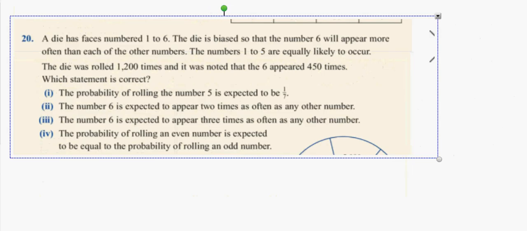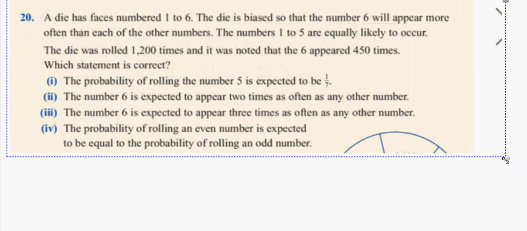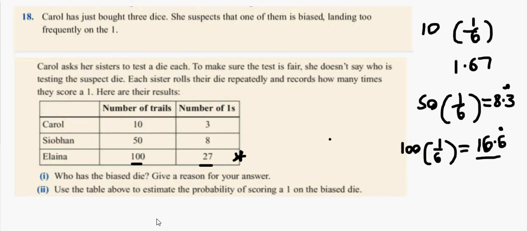20. A die has faces numbered 1 to 6. Did I forget a question? What did I forget? Use the table above to estimate the probability of scoring 1 on the biased die. All right, no bother. The biased one is the 27 out of 100, or yeah, the fair value should be around 16.6%. It's way too high. Okay.